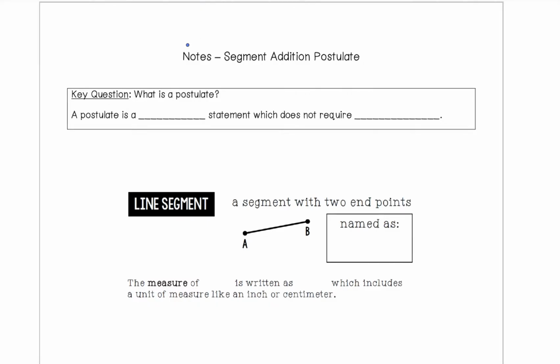In this video, we're going to be reviewing the segment addition postulate. So the key question we have is, what even is a postulate? We've never heard this term before. A postulate is just a given statement, and so it does not require any proof. So it's something that we can rely on in geometry.